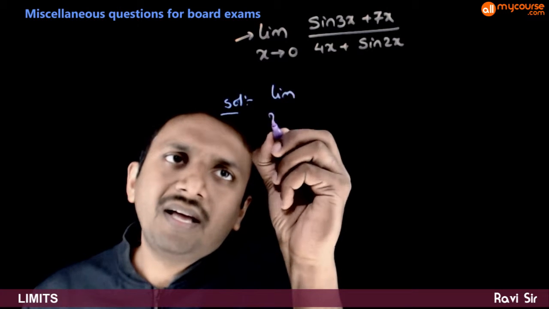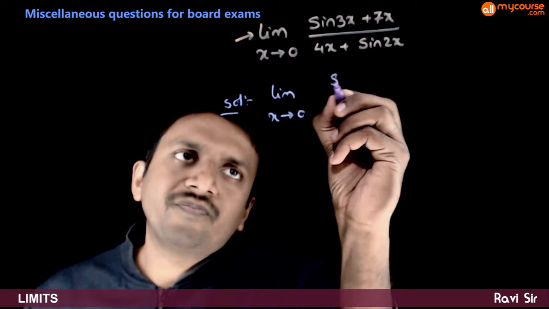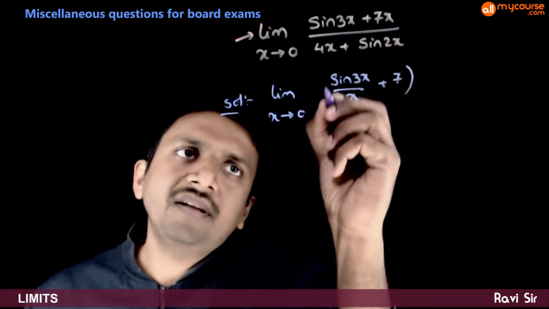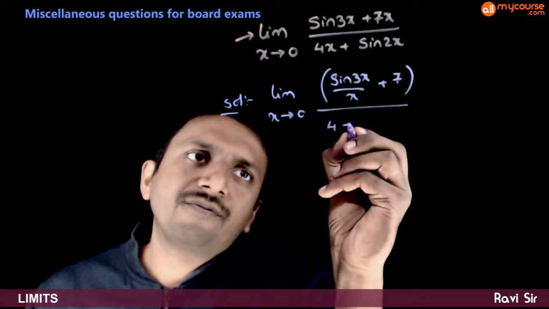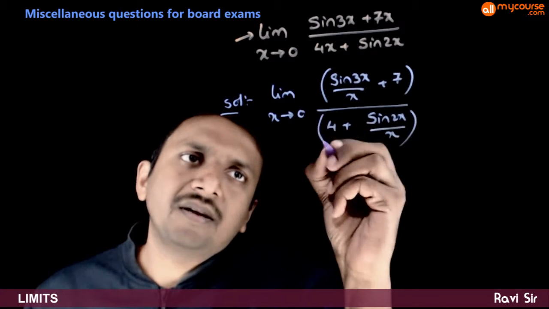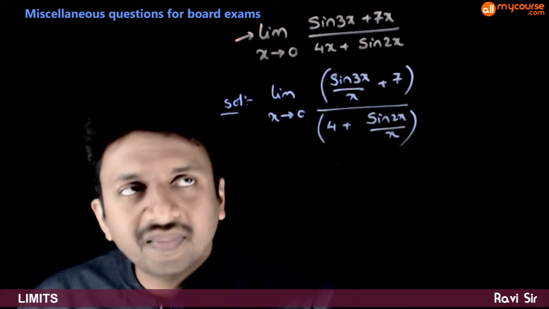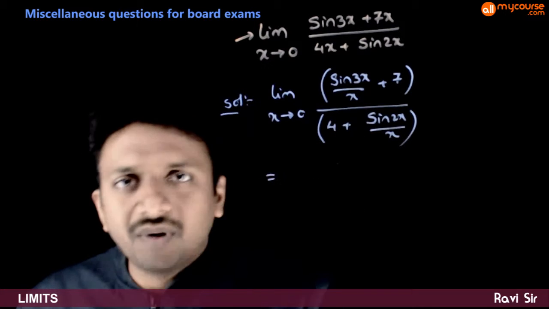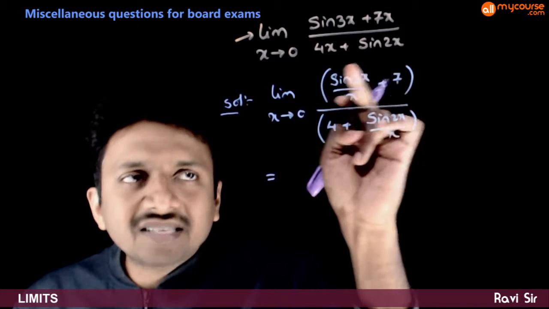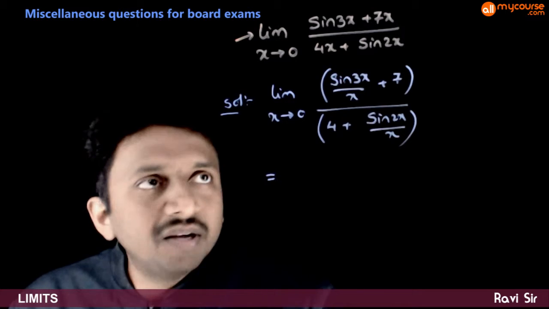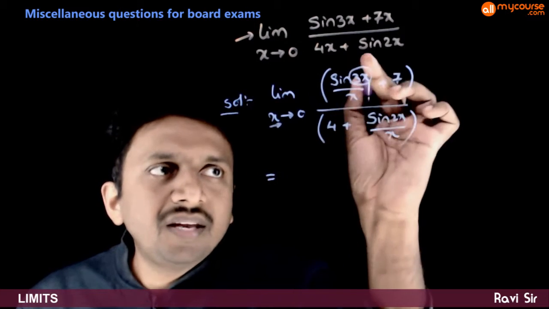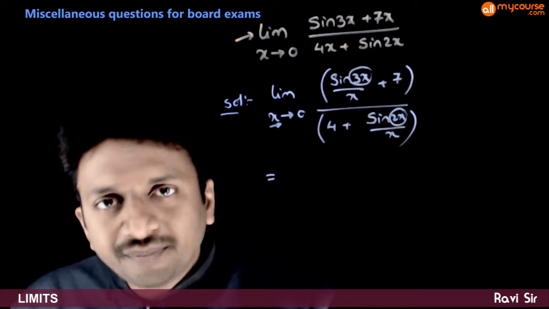So limit x tends to 0, (sine 3x by x plus 7) divided by (4 plus sine 2x by x). So we know that as x tends to 0, sine x by x is equal to 1. But you have sine 3x here. As x tends to 0, 3x as well as 2x both tend to 0.